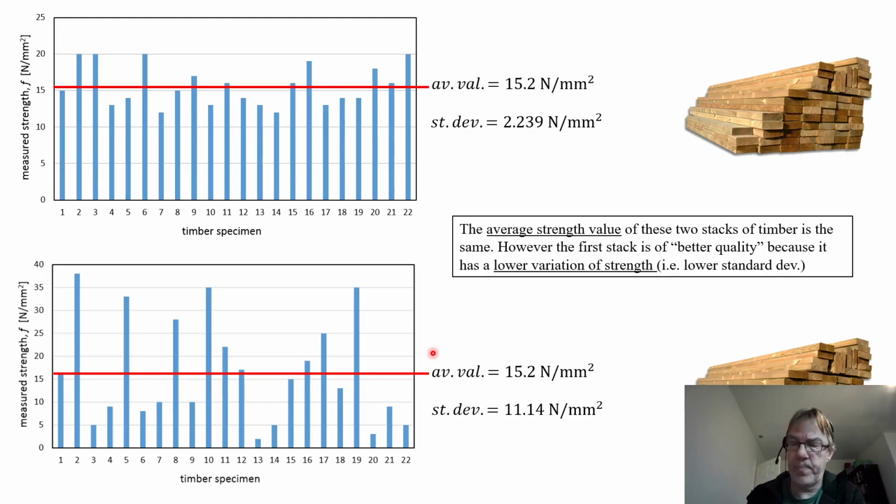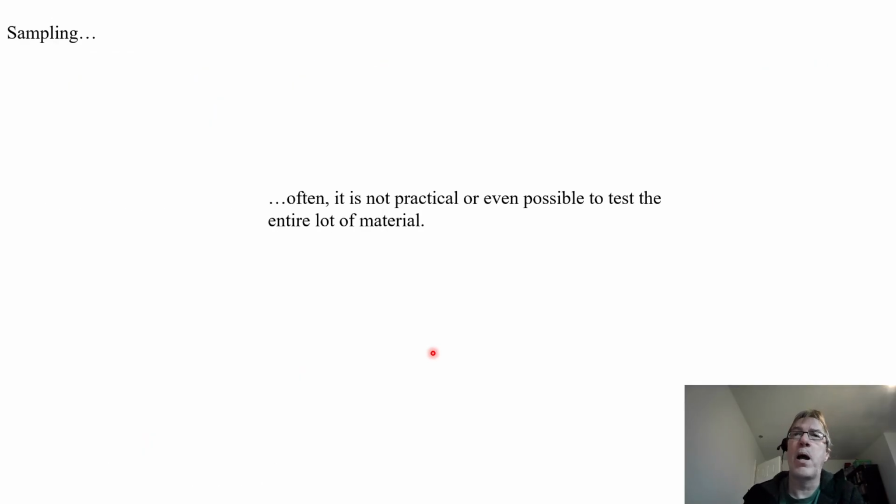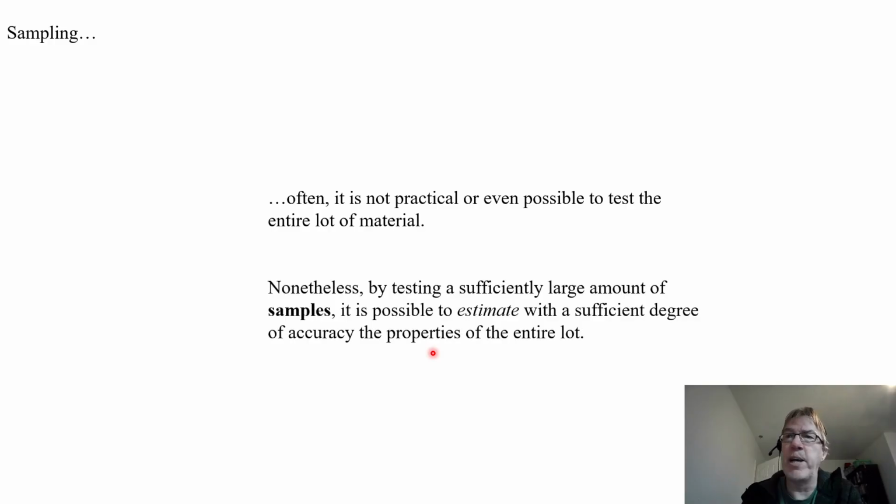Okay. Sampling. It's not often or even practical that we can test each board within a set. Nonetheless, by testing a sufficiently large amount of samples, it is possible to estimate with a sufficient degree of accuracy the properties of the entire lot.